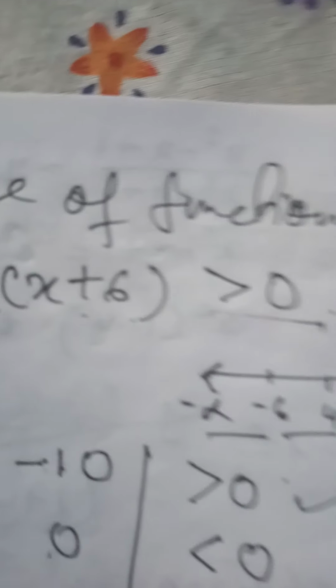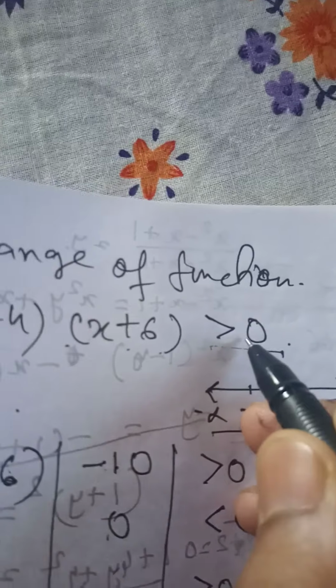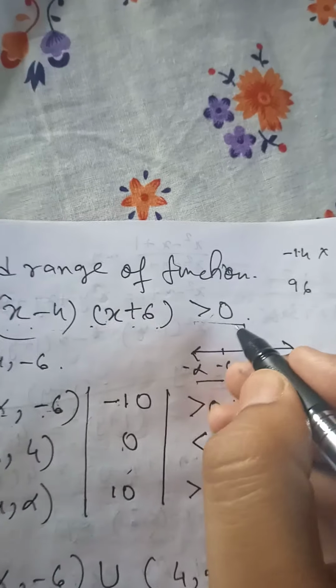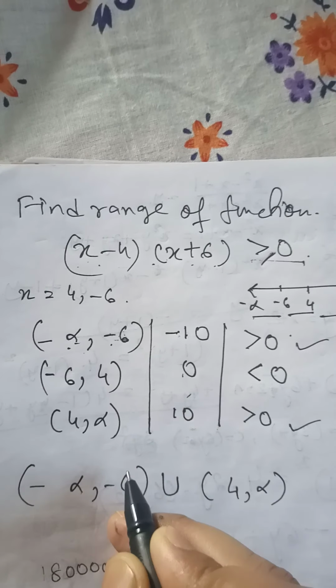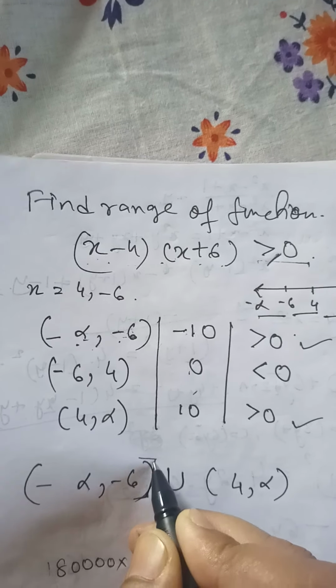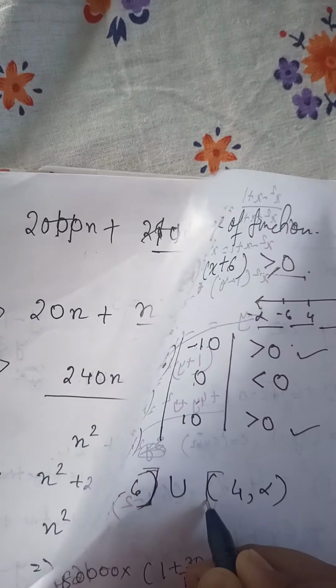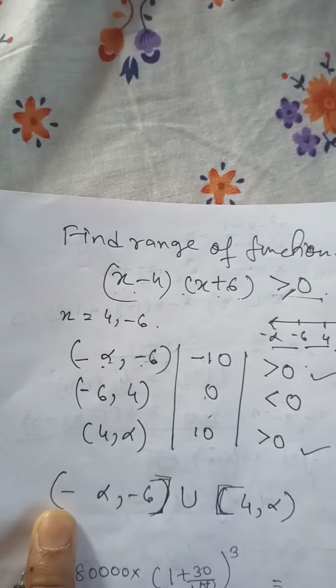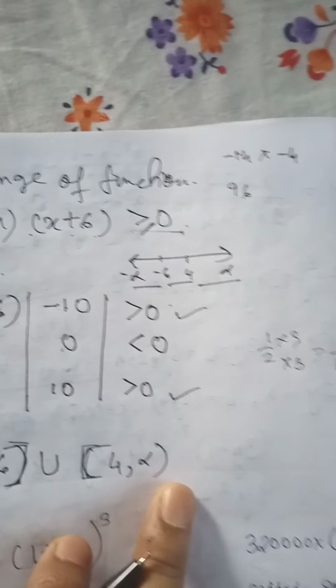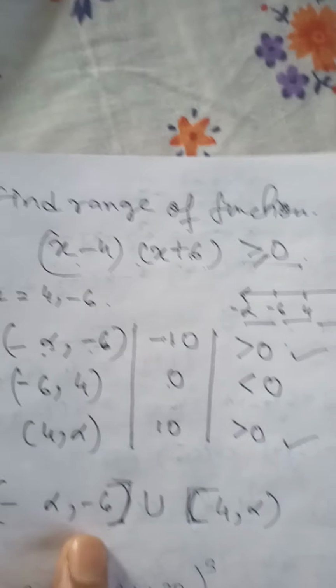Now suppose over here this term is given greater than or equal to. If it is given greater than or equal to, then in your answer these will be closed. Don't close these two sides, minus infinity cannot be bounded, plus infinity cannot be bounded. If it is greater than or equal to, then these two will be closed.